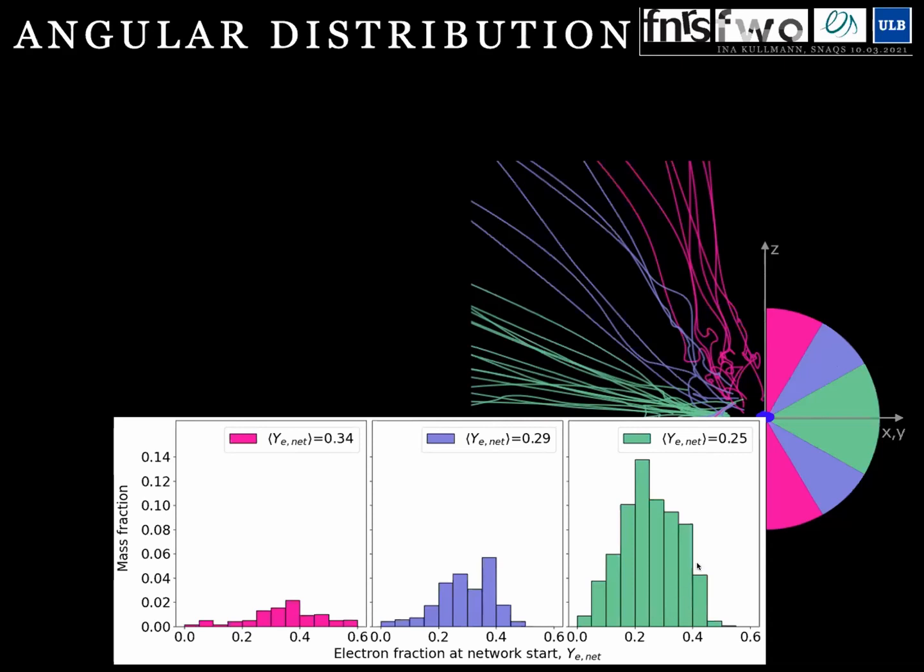If we just look at the angular distribution, we see that, in fact, most of the material is ejected in the equatorial plane, as we can see here on the y-axis. But it is the material in the polar regions which reaches these extremely neutron-rich or even proton-rich conditions. So the mean electron fraction is a lot higher in the polar regions compared to the equatorial plane. But most of the mass lies in the middle ejecta.